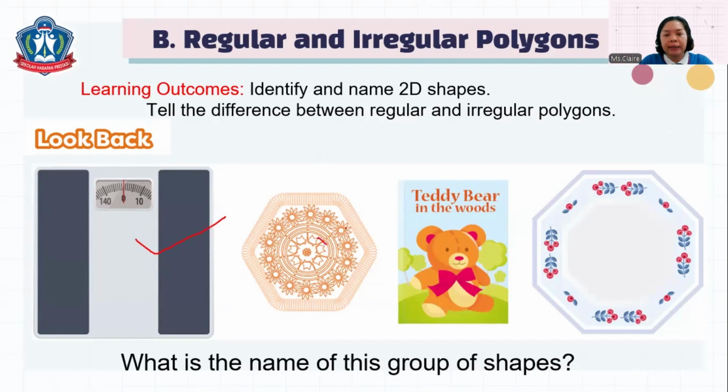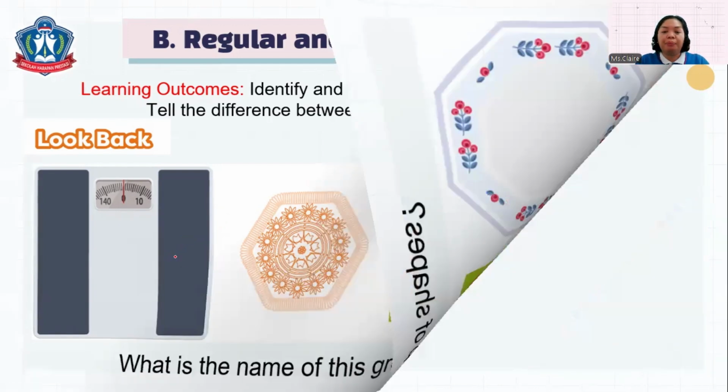This has 6 sides, a hexagon. This is a rectangle. This one, how many sides? 1, 2, 3, 4, 5, 6, 7, 8. This is an octagon. A shape that has 8 sides is called an octagon. These are all polygons because the sides or edges are straight. But we have to identify which ones are regular polygons and which are irregular polygons.